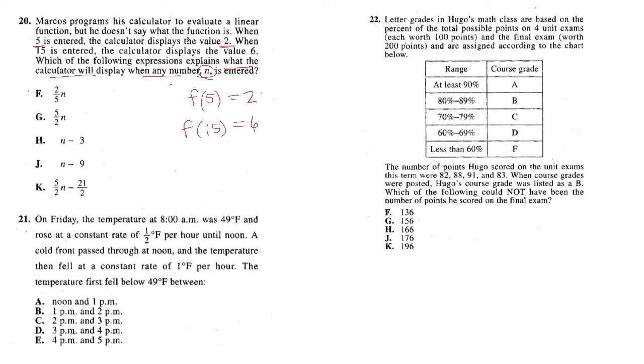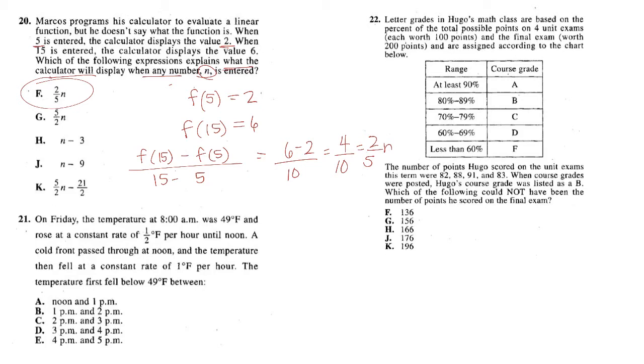So it sounds like we need slope. So that means I need f at 15 minus f at 5 over 15 minus 5. And so that means I have 6 minus 2 over 10. And so that's going to give me 4 over 10, which is going to be 2/5. So 2/5 n is what I need here. So that's going to be answer choice F.